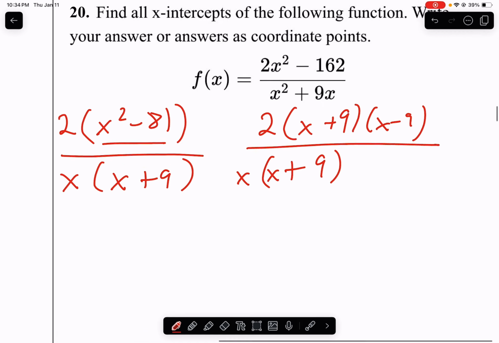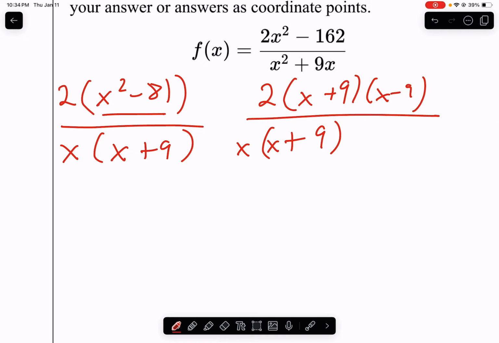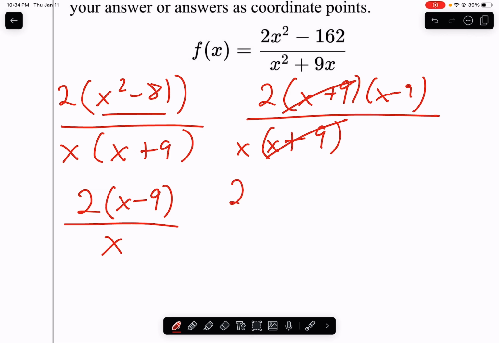All right. Now, you're going to want to simplify. Once something is a hole, it cannot be an x-intercept. So we cancel that out, and we are left with 2 times (x - 9) all over x. At this point, once we've simplified as much as we can, we're going to go ahead and set the top equal to 0, because if you look at your blue sheet, that's how you find your x-intercepts.